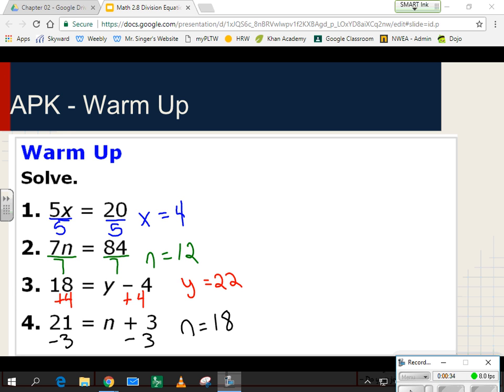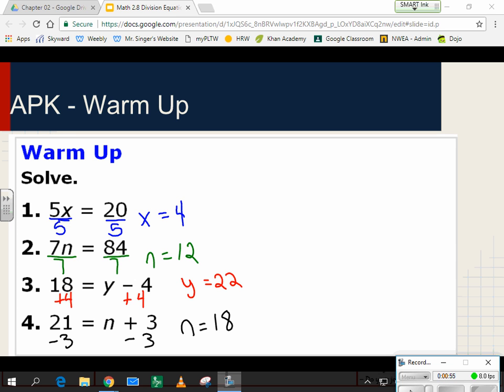Hope you got these right. Number one, number two, they're both multiplications, so the opposite of multiplying is dividing. So I got 4 and 12. For number 3, we're looking at a subtraction problem. The inverse is adding, so I added 4 to both sides. Got 22. And for number 4, I saw we were adding, so we had to subtract.